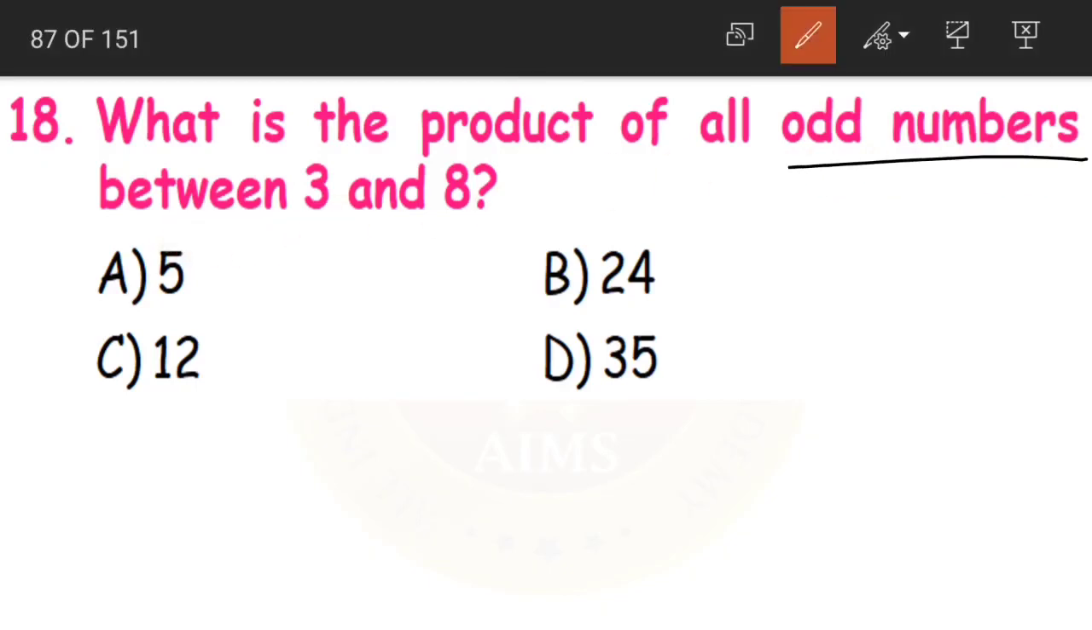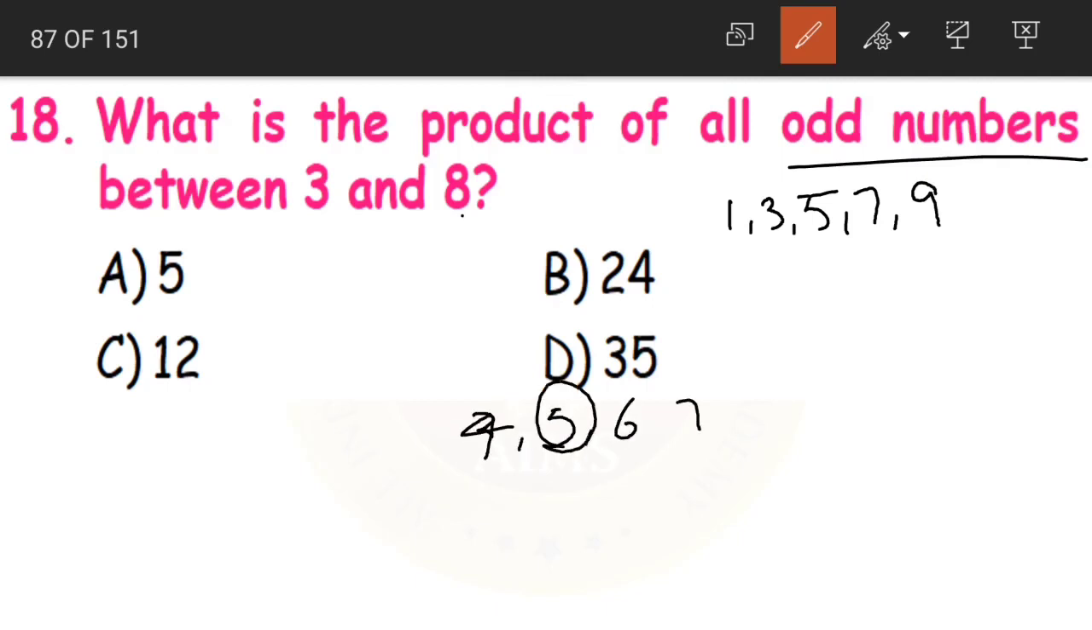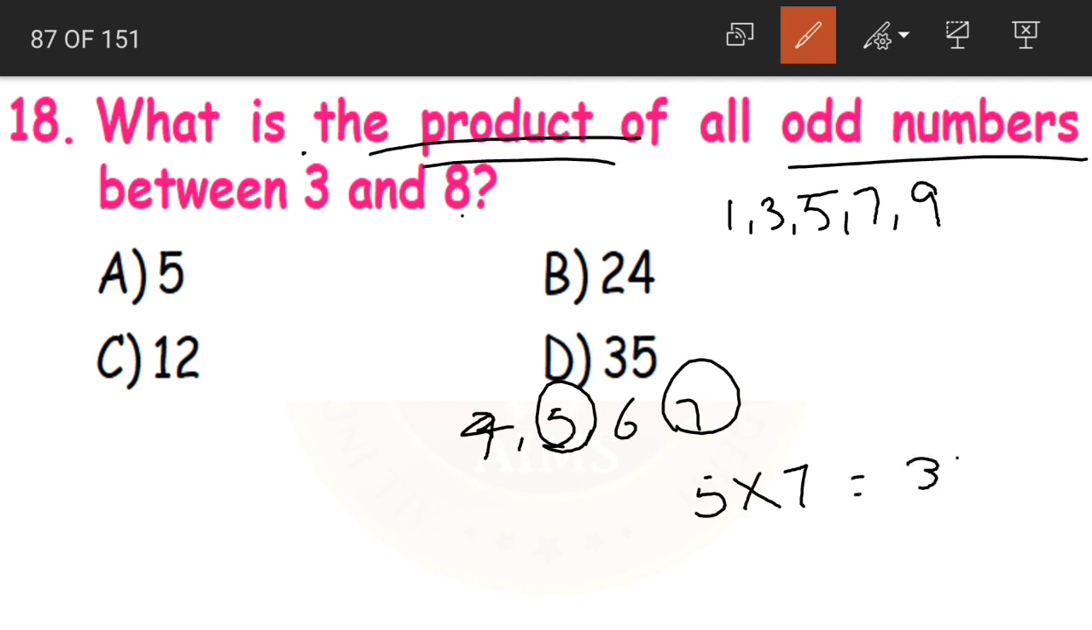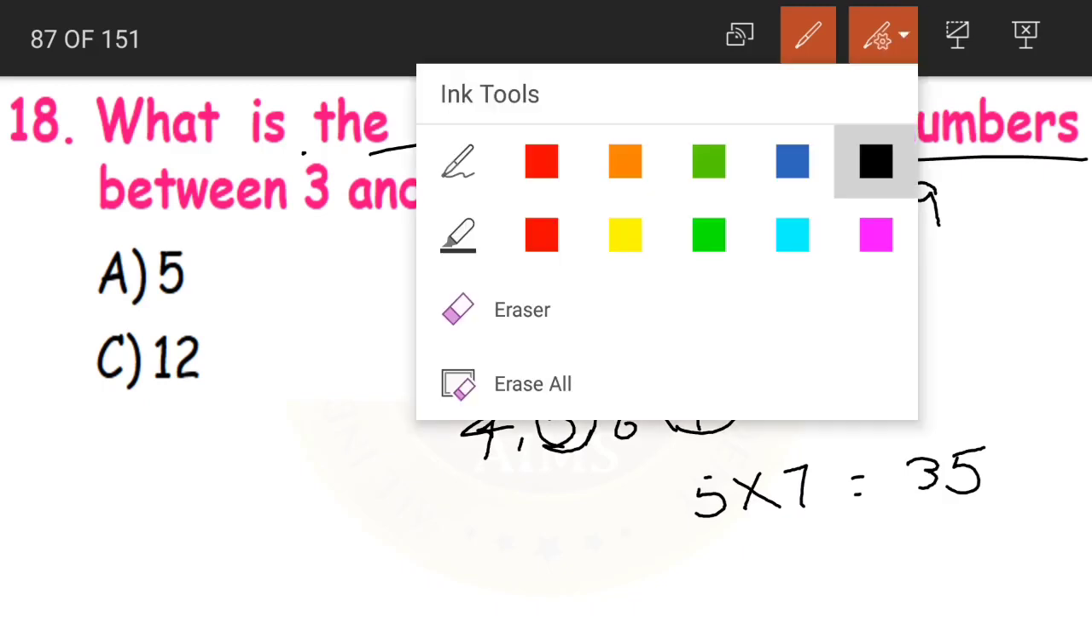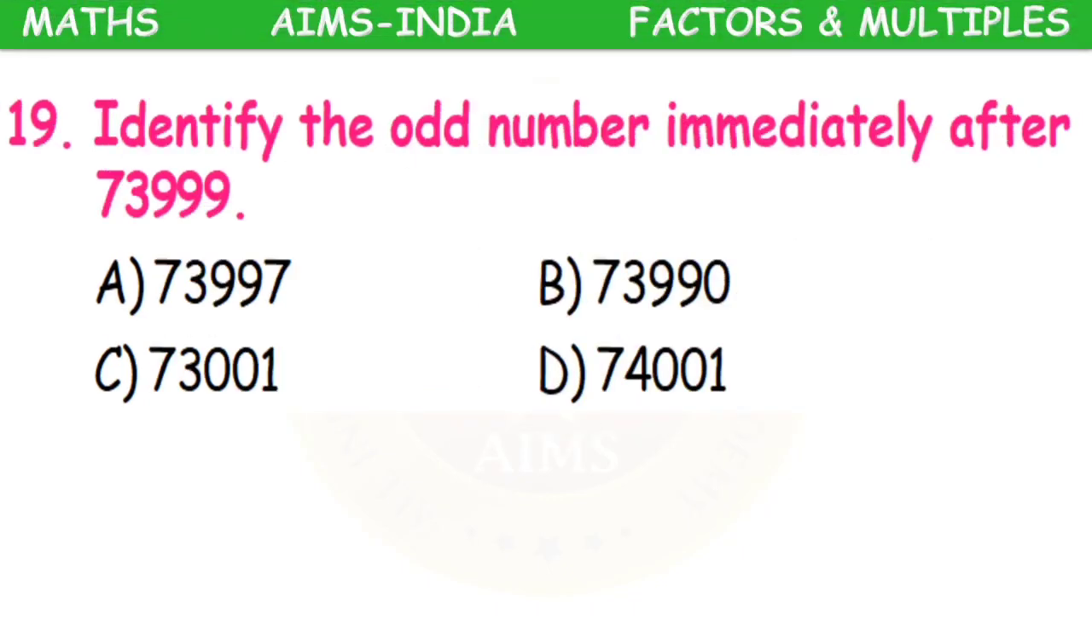Now what are odd numbers? Odd numbers are those which have 1, 3, 5, 7 and 9 at the units place. Now what are all the odd numbers between 3 and 8? See, between 3 and 8 we have 4, 5, 6, 7. Now from these, 5 and 7 are our odd numbers. What is the product of this? 5 7s are 35. So option D, 35 becomes our correct answer. Understood, children? Yes. Next question 19.